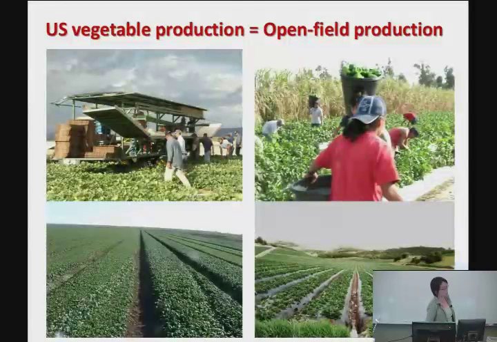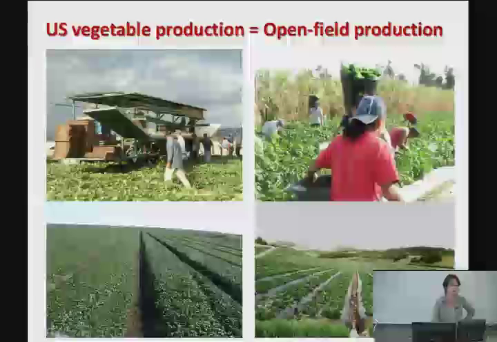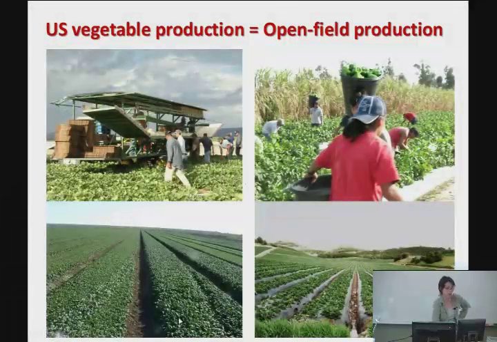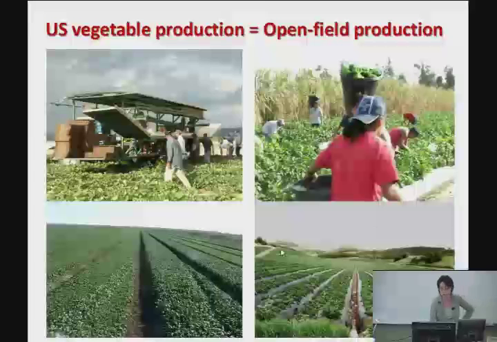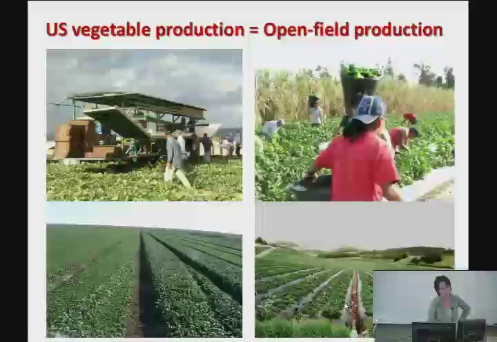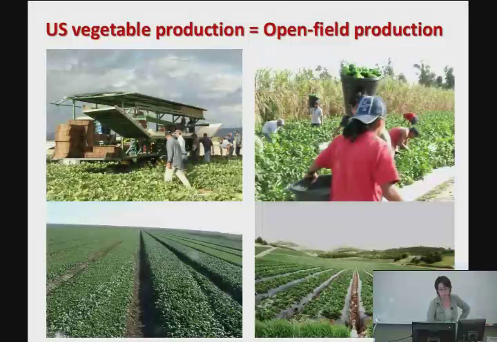Those pictures show open field melon production in the west Phoenix area, and this is, I think, Florida green pepper production. This is Yuma area baby spinach production, and this is California strawberry production. There are lots of different kinds of produce coming out of the field.